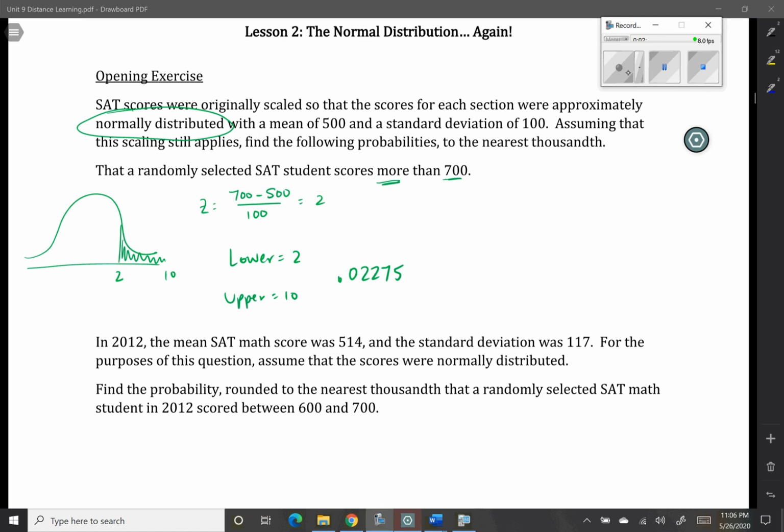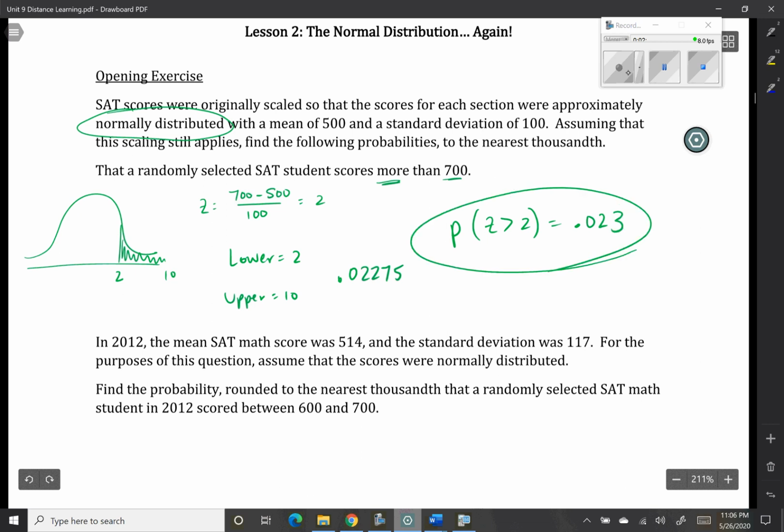All right, so we have this decimal in our calculator, so we can say the probability that our z-score is greater than 2 is going to be 0.023. We'll round to 0.023 for the nearest thousandth. So we're just showing now that it's a probability. That's all this is saying. It's just notation for saying the probability the z-score is more than 2.